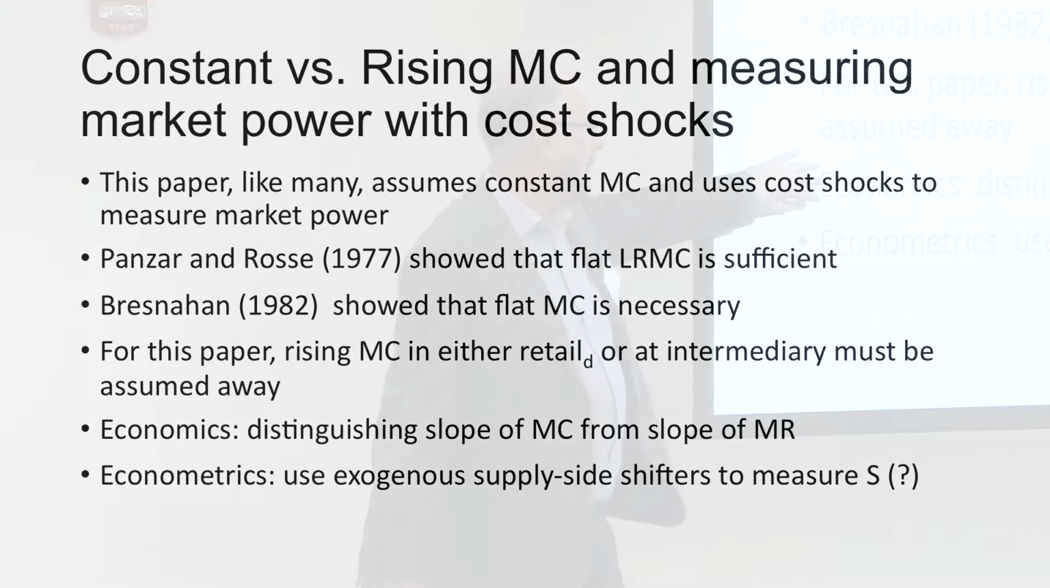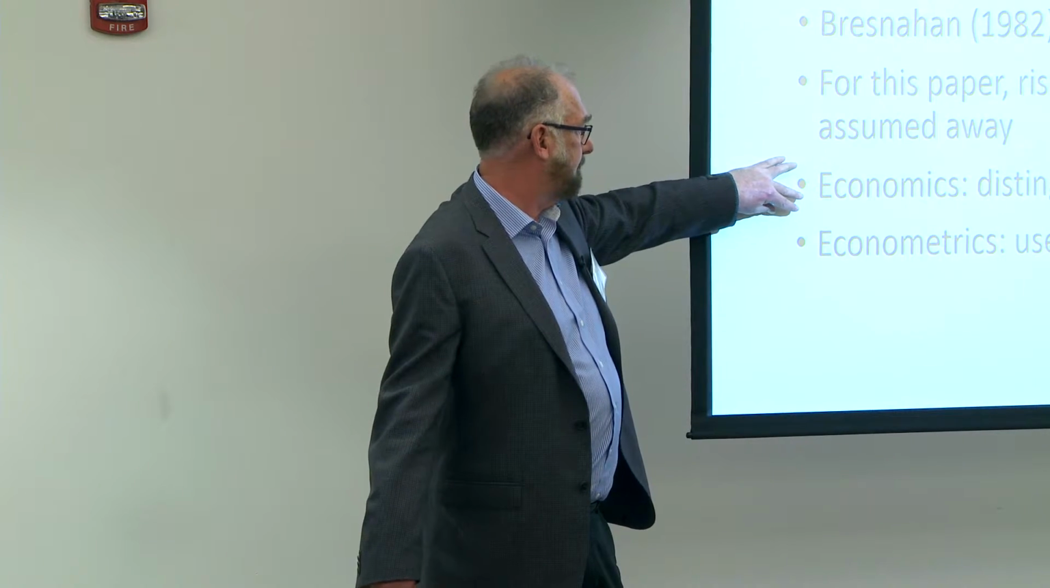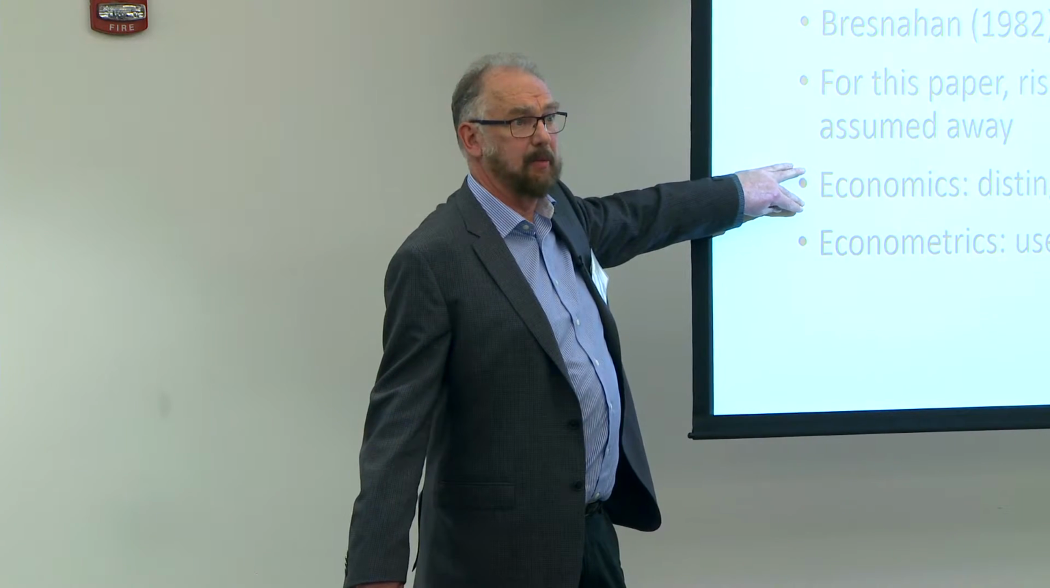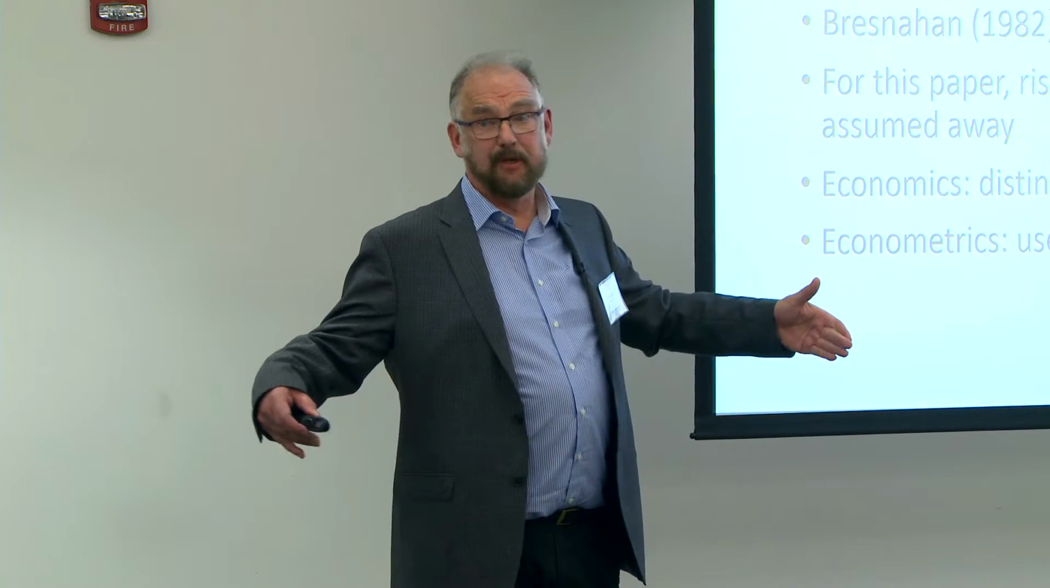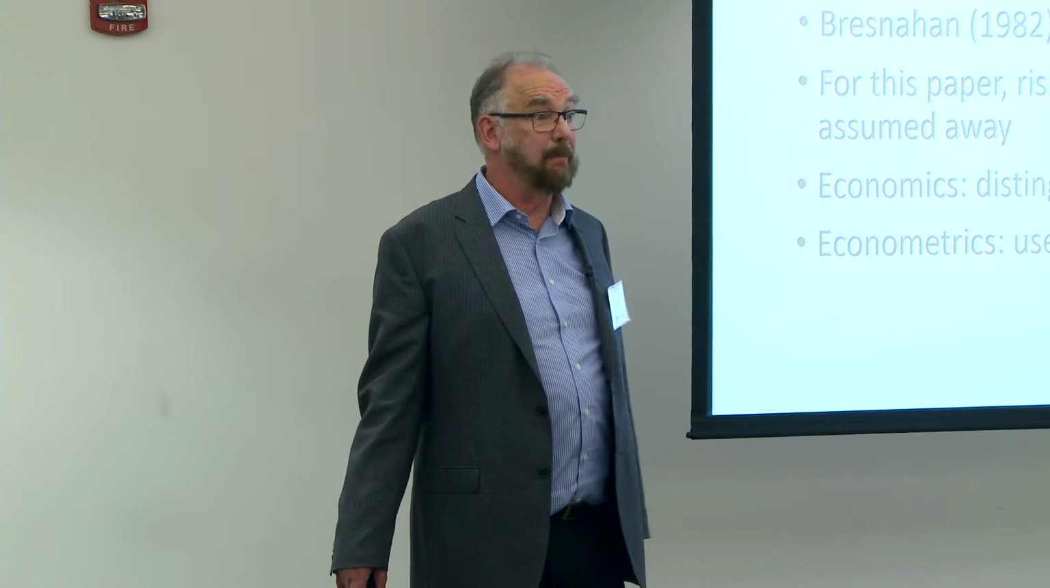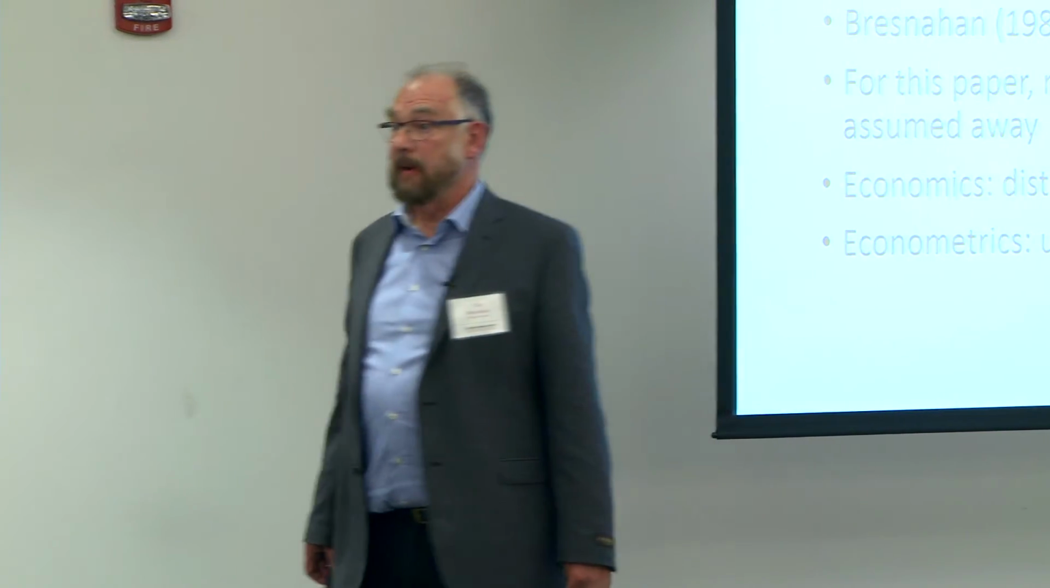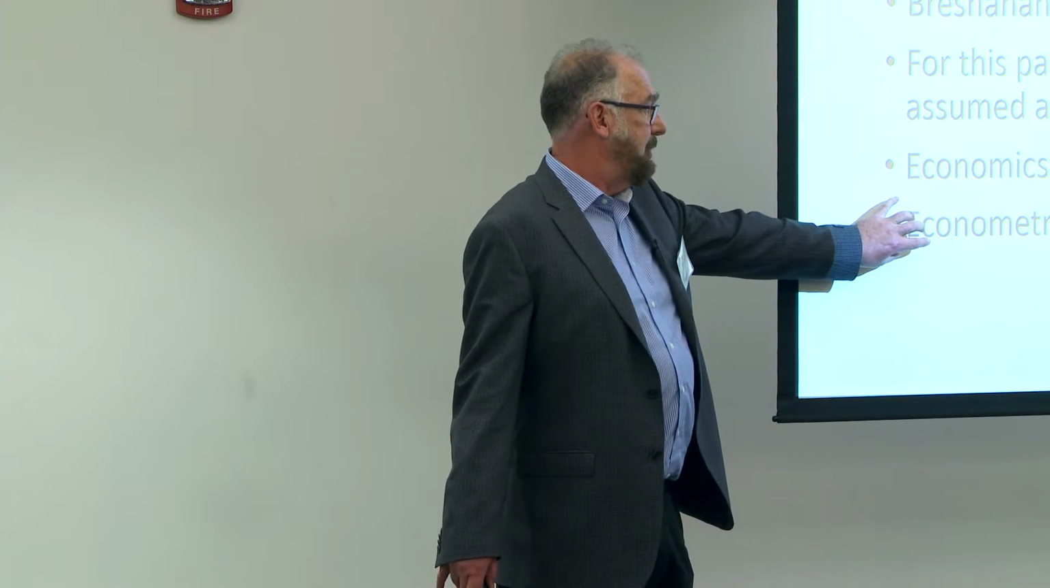There's two ways to do that. One is an economic argument, which I made a long time ago. Pass through can come from either the slope of MC, you get pass through even in perfect competition, or the slope of MR, marginal revenue. That's the economic argument.